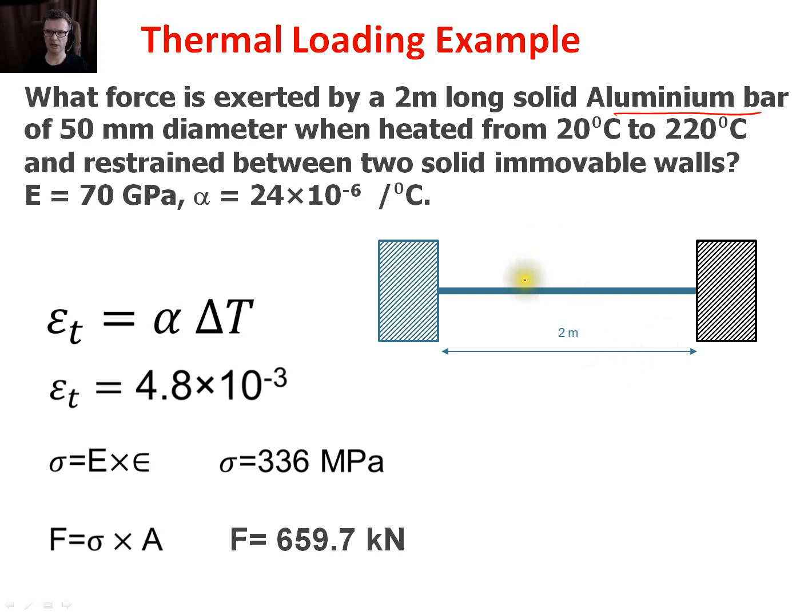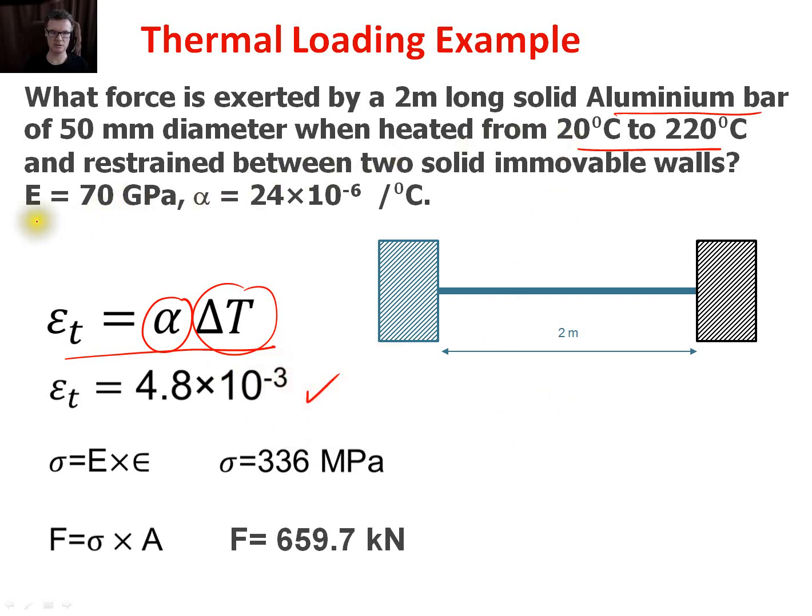What's going to happen in terms of heating this up? So I expect that the bar will want to push against those 2 pillars, and it's going to create some stress. So we're going to work out first of all what the thermal strain is. The thermal strain just depends on the coefficient of thermal expansion for the material, the aluminium, and the change in temperature. That's all we need. So we have alpha times delta T, which gives me the strain.